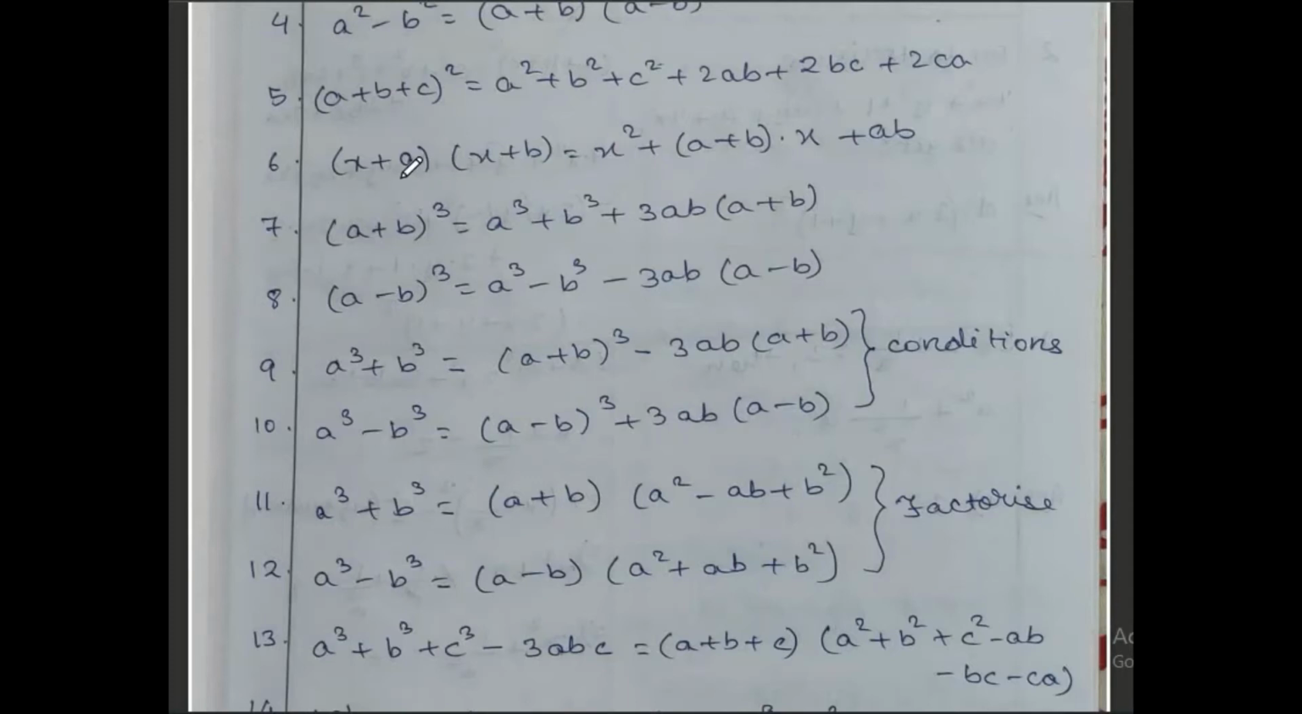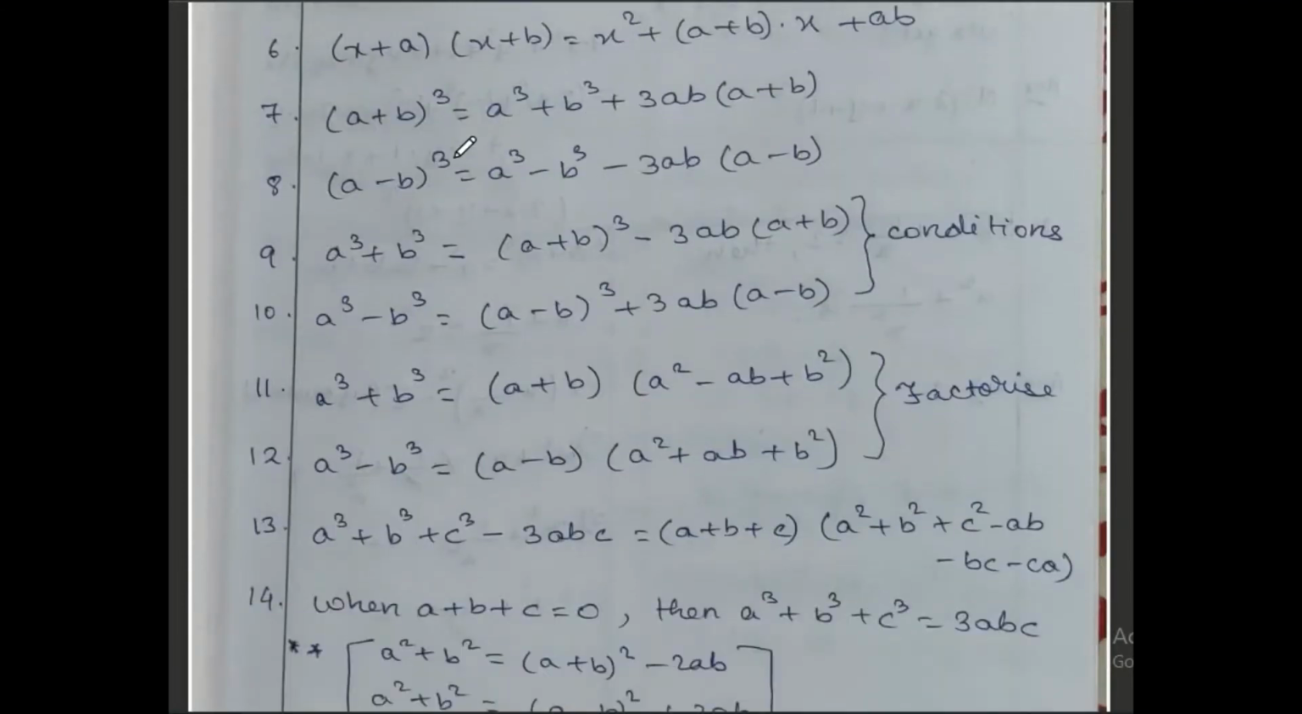So when you get this format, where the first number is matching and the second number is different, then x plus a into x plus b equals x square plus a plus b into x plus ab. Number 7, a plus b whole cube, a cube plus b cube plus 3ab into a plus b. You can utilize it this way.